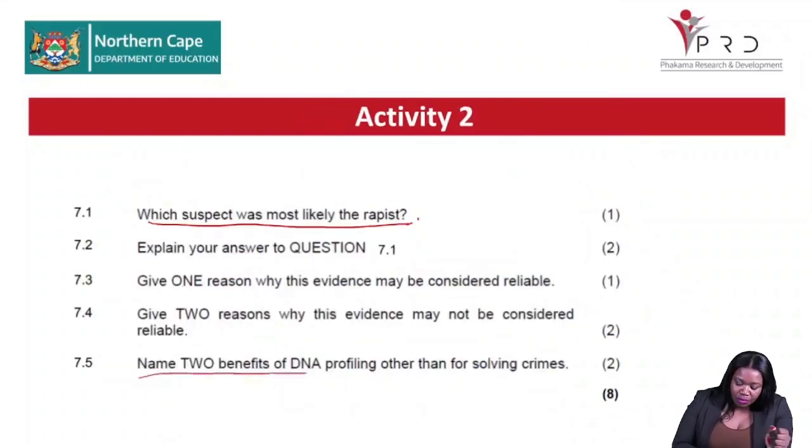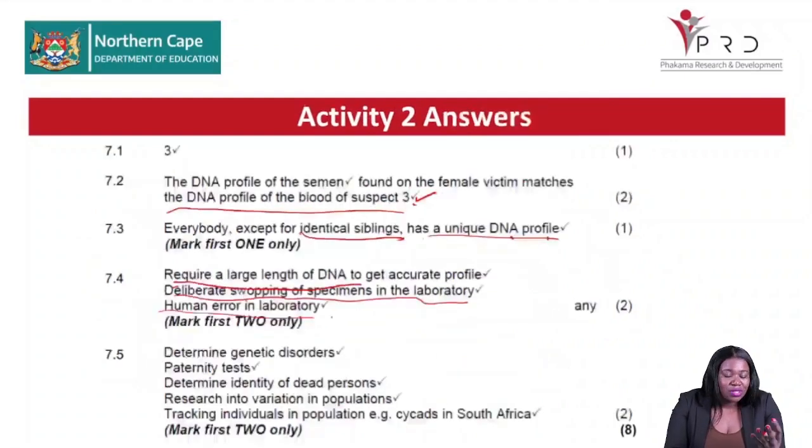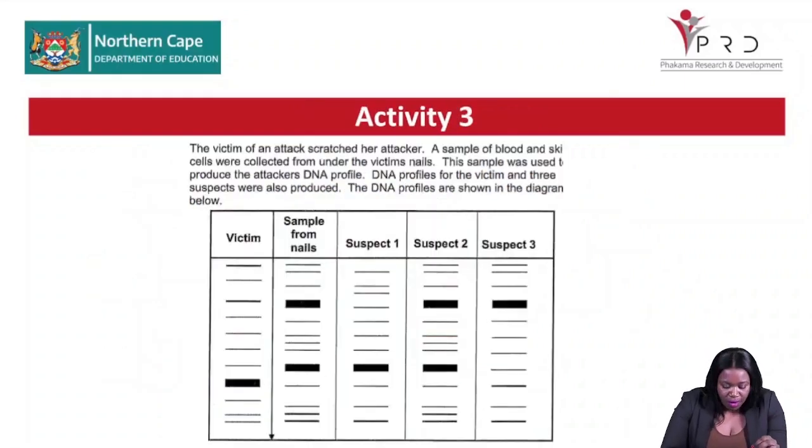And then lastly, name two benefits of DNA profile other than for solving crimes. So those are the ones that we spoke about, such as the diagnosing of genetic disorders, paternity testing, identifying dead persons. We can also have DNA research into variation of populations. We have spoken about variation of populations, whereby we look at variation within a species, right? And then also tracking individuals in populations is one of the other things that this can be used for, right?